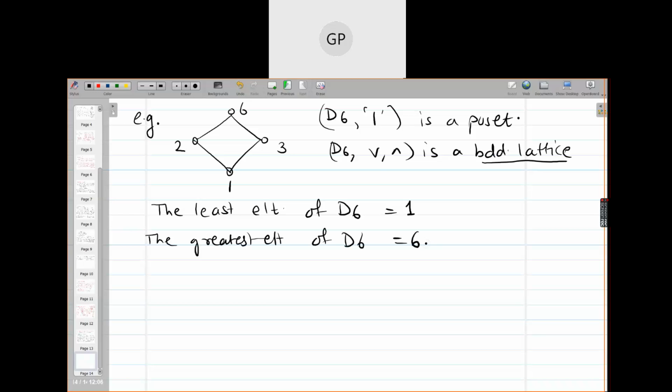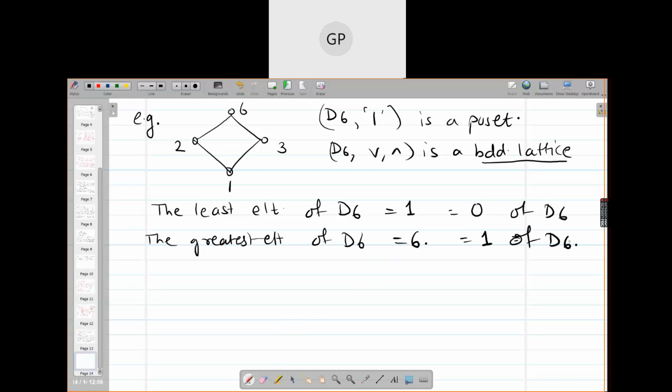Okay, we got this. So this is my 0 element and this is 1. We call the least element 0 of D6, and this is 1 of D6. Now I want to find the complement of every number. I have to find the complement of 1 first. What is the complement of 1?